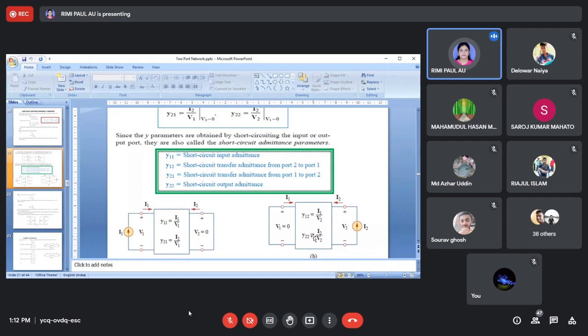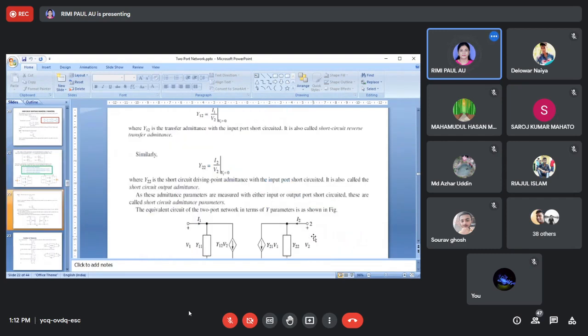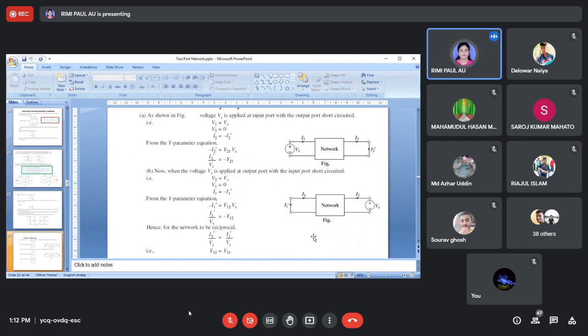So before going to lab, you will take this circuit and try to solve this problem. So you can identify that your theoretical data and practical data are the same. So your practical data is right.